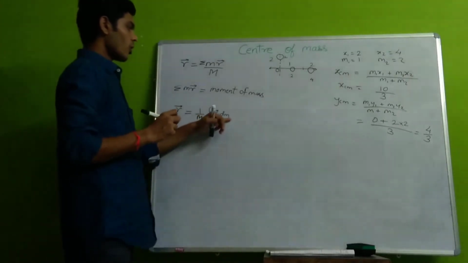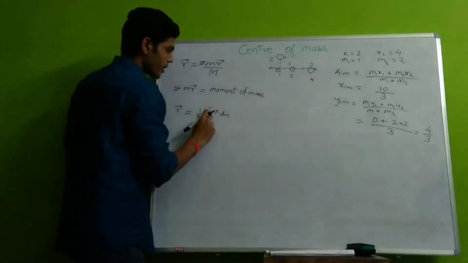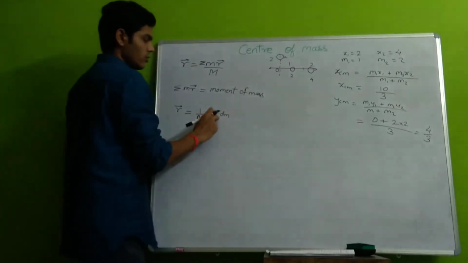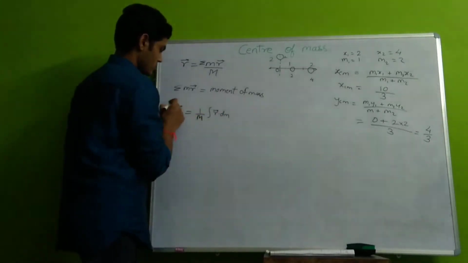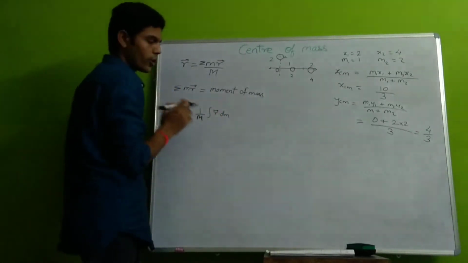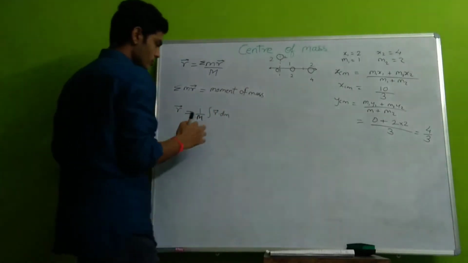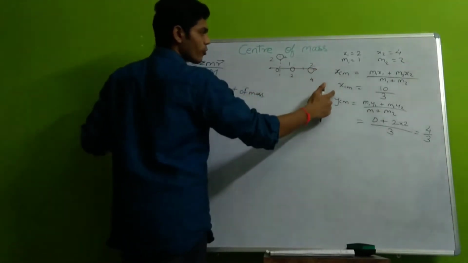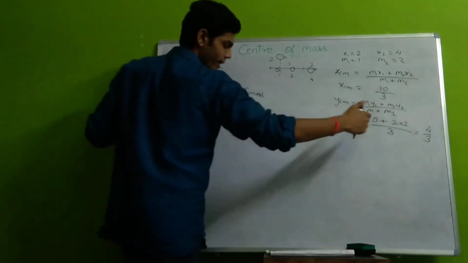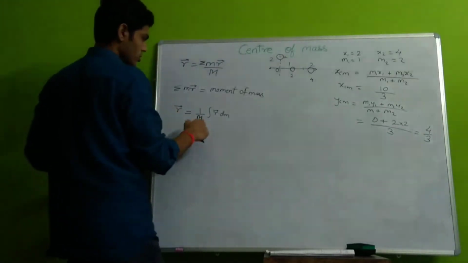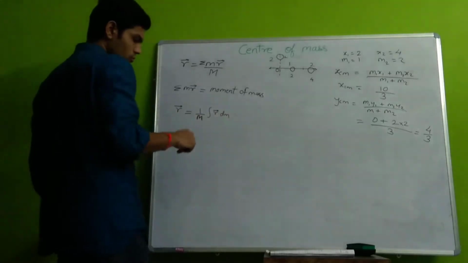So dm is the small mass, the smallest unit, multiplied by its distance from some specific point. So this is how we calculate the center of mass of a non-uniform body. This is the formula for the center of mass of a non-uniform body. Now we know how to find the center of mass in the x coordinate, in the y direction, and we know the center of mass for a non-uniform body.